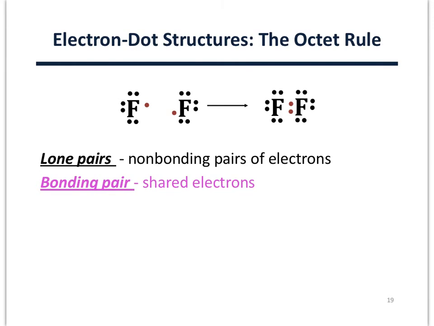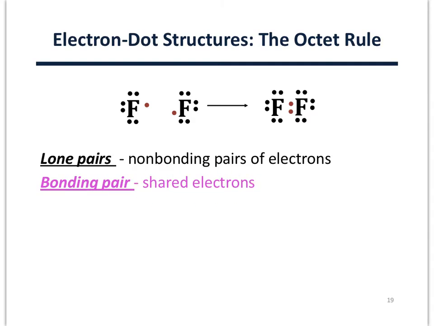F2 provides a similar example. Both F atoms have 7 valence electrons, of which 1 is unpaired. They can share the unpaired electrons in an orbital to form a single bond. We refer to the electrons in the bond, these here, which again we can show as a dashed line as well, as a bonding pair or a shared pair of electrons.